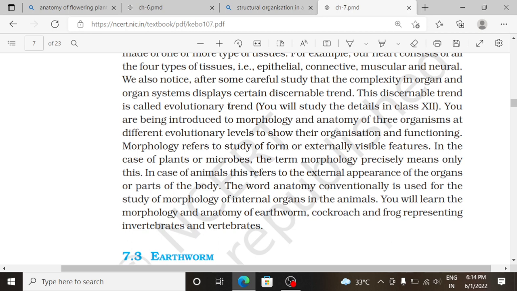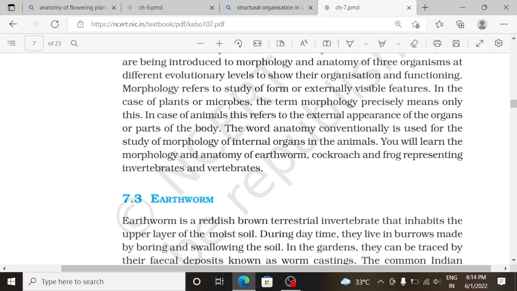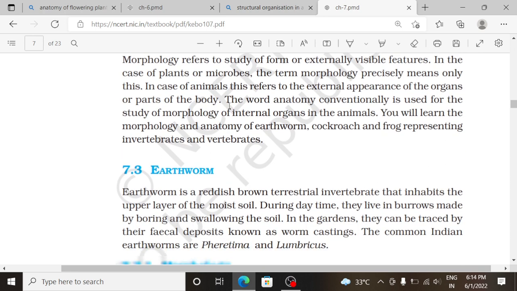functioning. Morphology refers to study of form or externally visible features. In the case of plants or microbes, the term morphology precisely means only this. In case of animals, this refers to the external appearance of the organs or parts of the body. The word anatomy conventionally is used for the study of morphology of internal organs in the animals. You will learn the morphology and anatomy of earthworm, cockroach, and frog representing invertebrates and vertebrates.